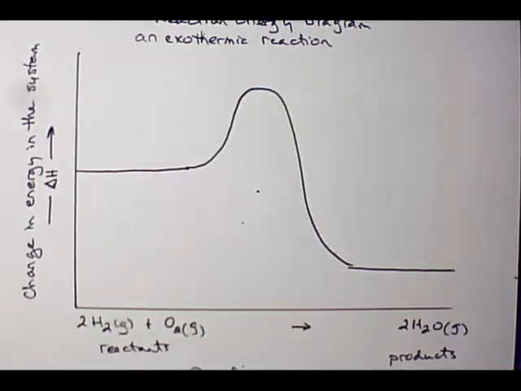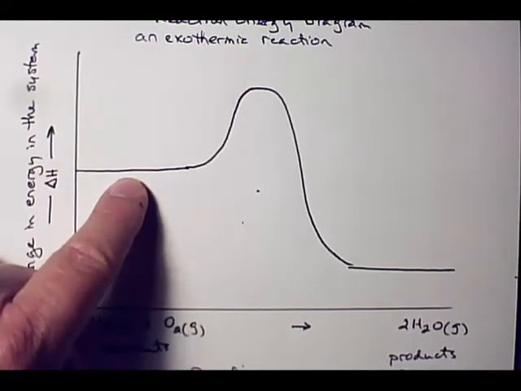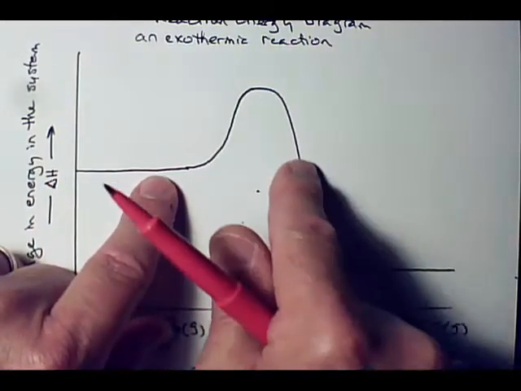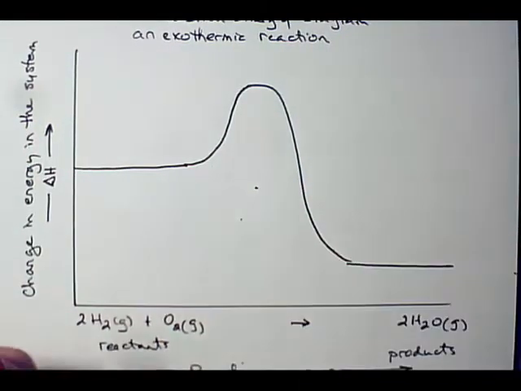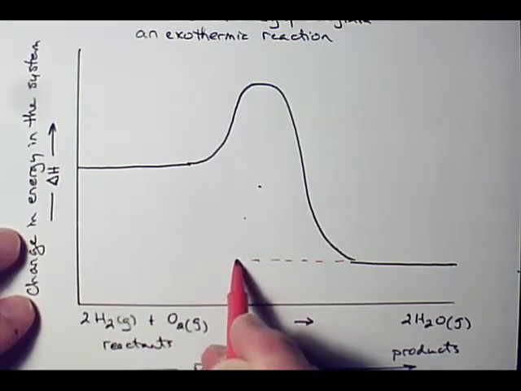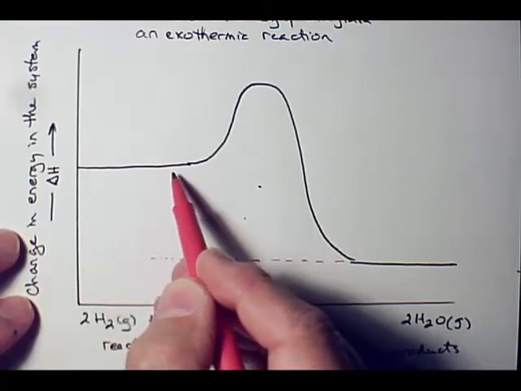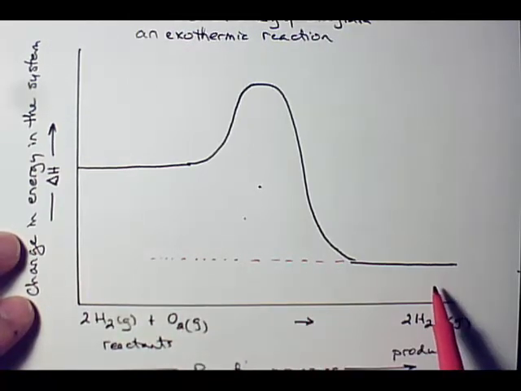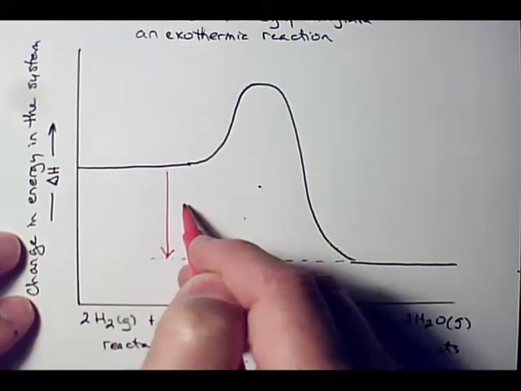All right. So the overall change in enthalpy is the difference between where we started and where we ended. The overall change in enthalpy doesn't include this, because overall means from beginning to end. Okay? So the amount of delta H change, because delta means change, is the difference between the amount of energy stored in the system we started with and the amount of energy stored in the system when we ended up. So the difference between here and here, there's our delta H.